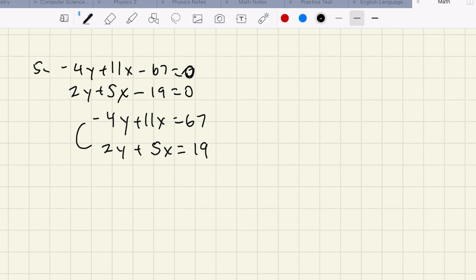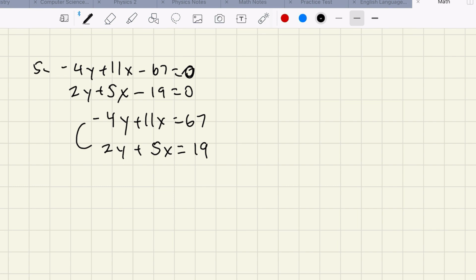Now, as you can see, we cannot simply add or subtract the two equations, because that will not eliminate the variables. If you add the two equations, it will be negative 2y plus 16x equals 86, and you cannot subtract them. So what you have to do here is make the variables the same. We can either make the coefficients of y the same, or the coefficients of x the same.